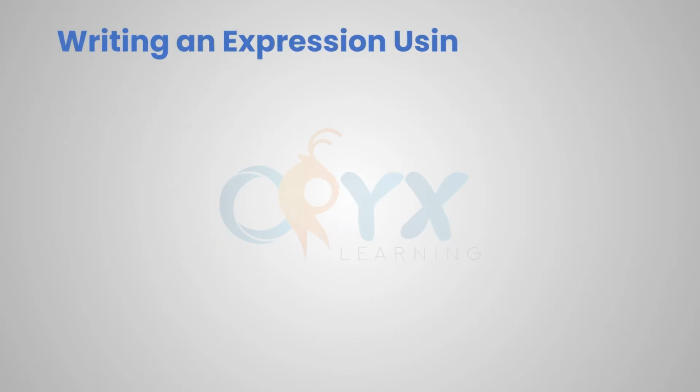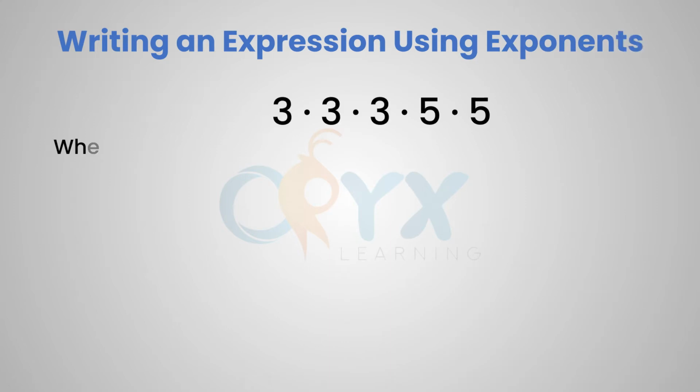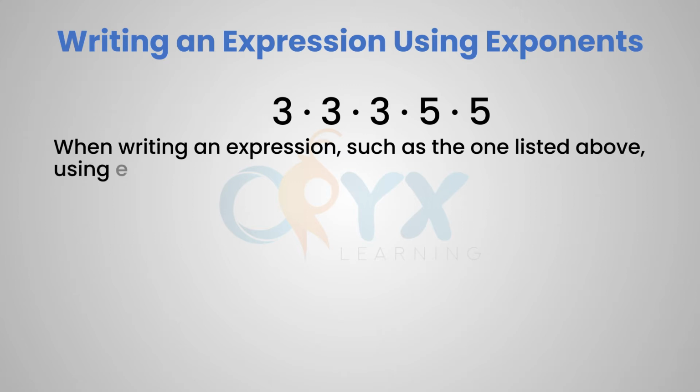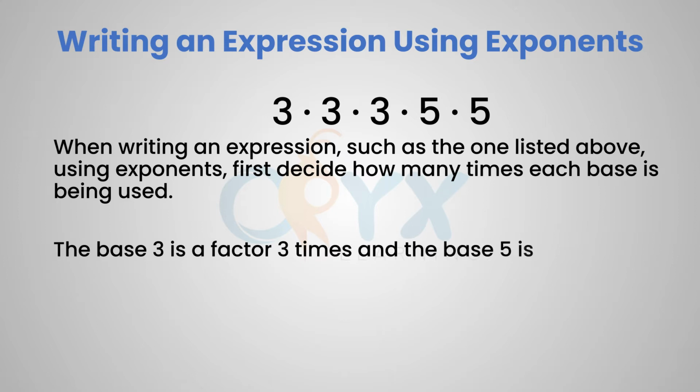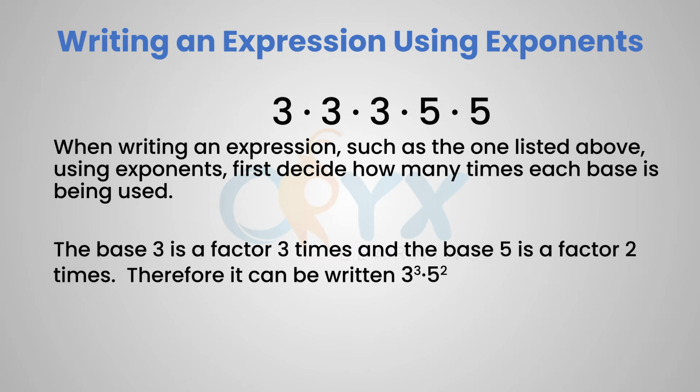If we want to write an expression using exponents, such as 3 times 3 times 3 times 5 times 5, first decide how many times each base is being used. In this case, the base of 3 is a factor 3 times, and the base 5 is a factor 2 times. Therefore, it can be written as 3 to the third times 5 to the second.